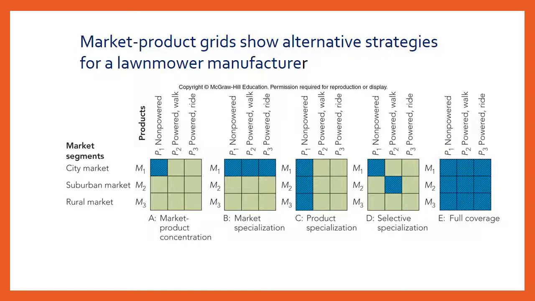A market product concentration would mean that we're going to focus on one market segment with one product, using a highly focused strategy. Remember, we talked about generic competitive strategies. We talked about a focused strategy. This would be an example of the implementation of a focused generic competitive strategy. We might have a market specialization strategy where we focus on one particular market and we offer multiple products to that market to make sure that we serve all the people in that market segment.